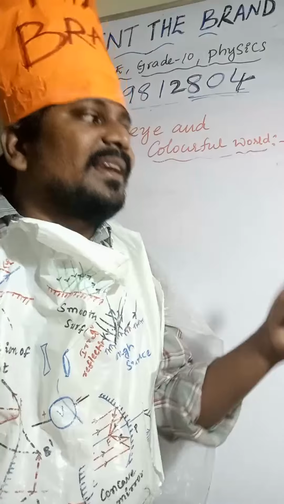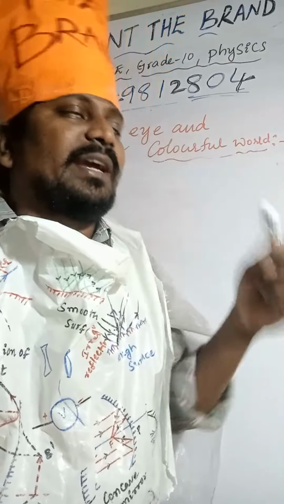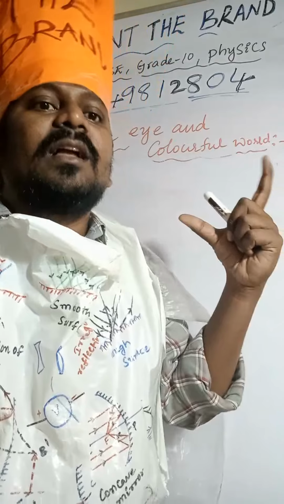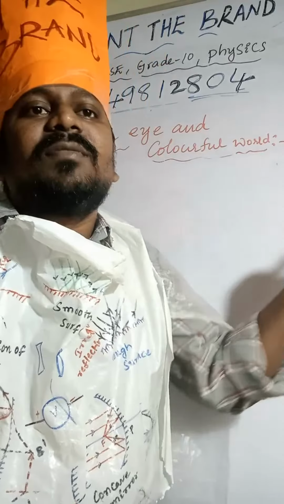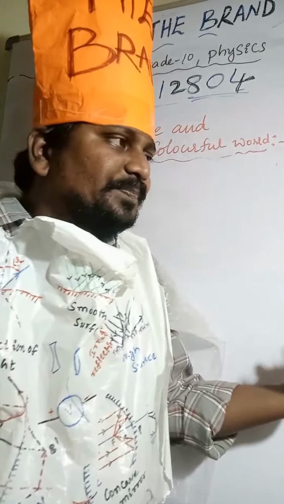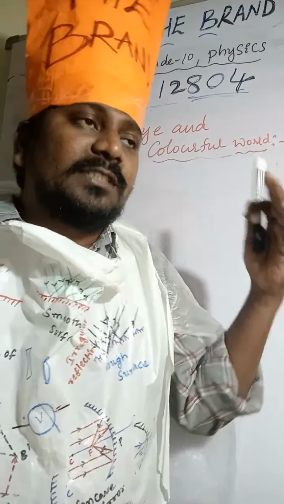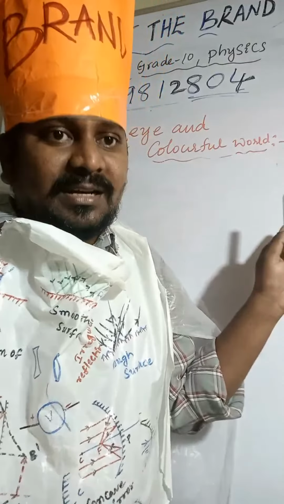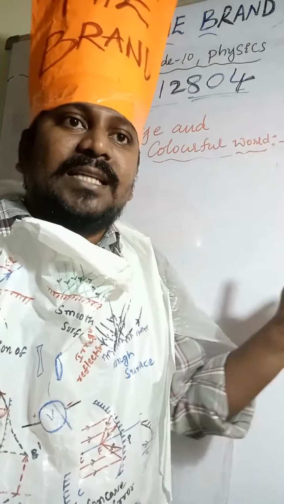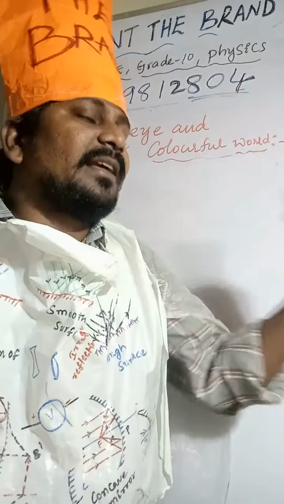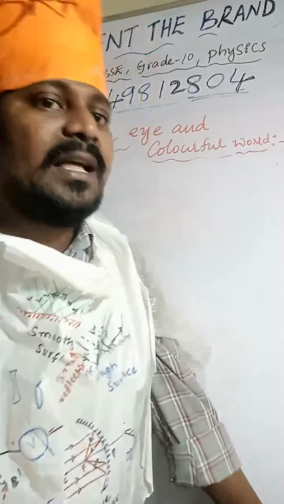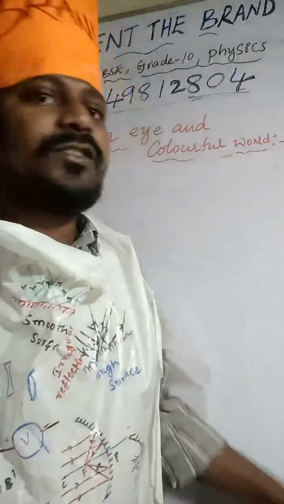When you are seeing a nearby object, our eyes will get strained, so the lens automatically becomes thick. The focal length decreases so that we are able to see near distance objects, right? The minimum distance up to which a person can see clearly without any strain or pain is called the least distance of distinct vision, which is nothing but the near point. The near point is 25 centimeters.